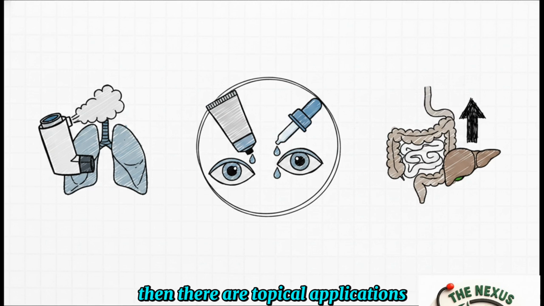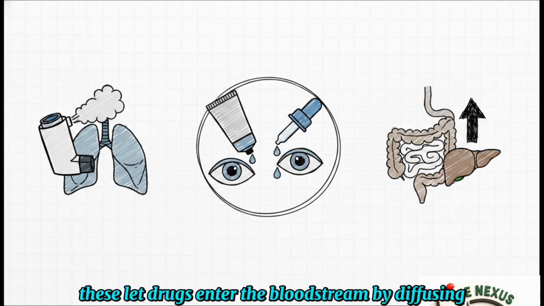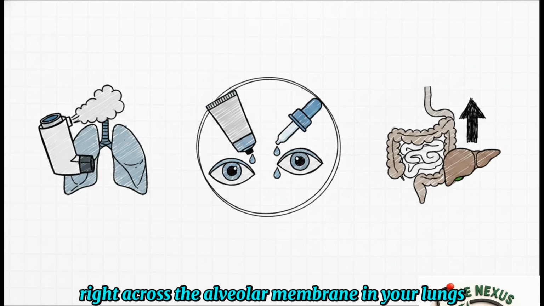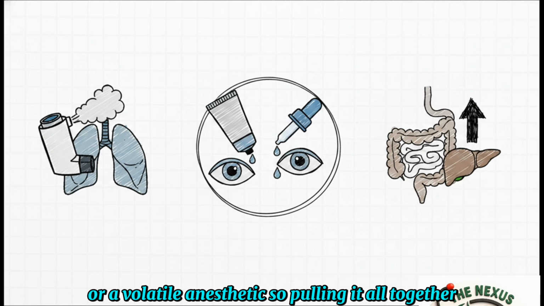Then there are topical applications. These are put right on the site, like a skin cream or eye drops. Finally, inhalational routes. These let drugs enter the bloodstream by diffusing super rapidly right across the alveolar membrane in your lungs. It's exactly the mechanism behind an asthma inhaler or a volatile anesthetic.